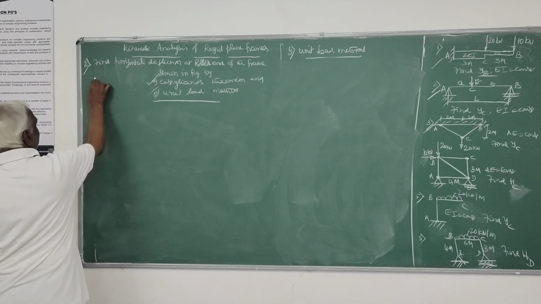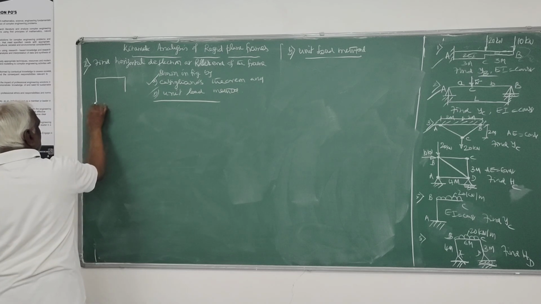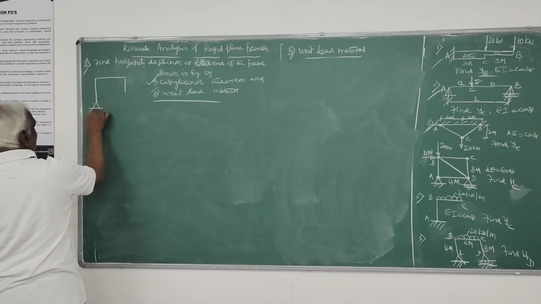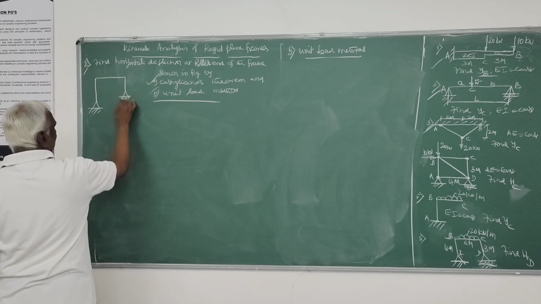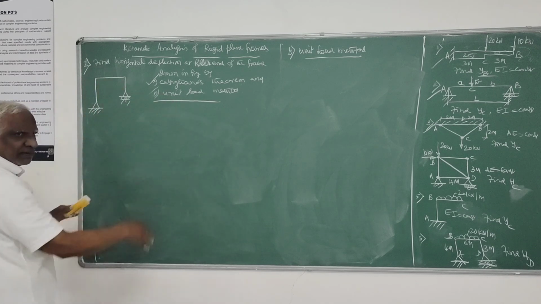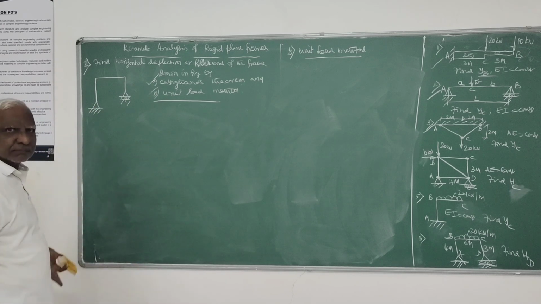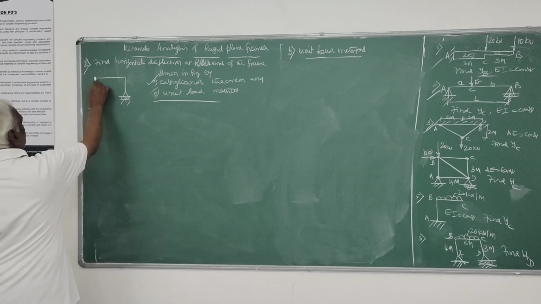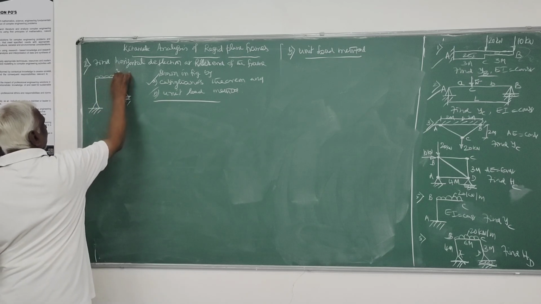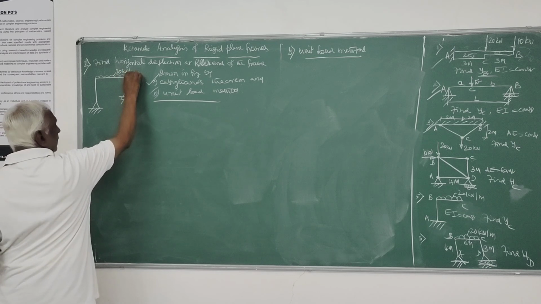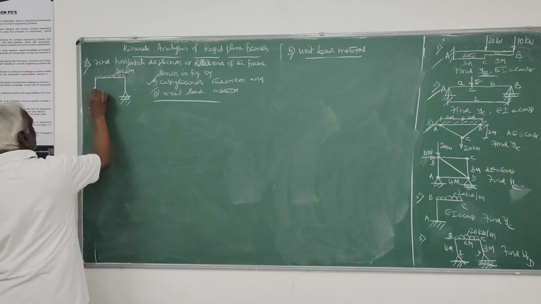So you can take this example. Again, a determinate frame. It has to be like this only, it cannot be anything. Either it has to be cantilever type as in the previous example or simply supported beam type. No other thing. So this is one load, 20 kilonewton per meter, that is what I have taken to start with.